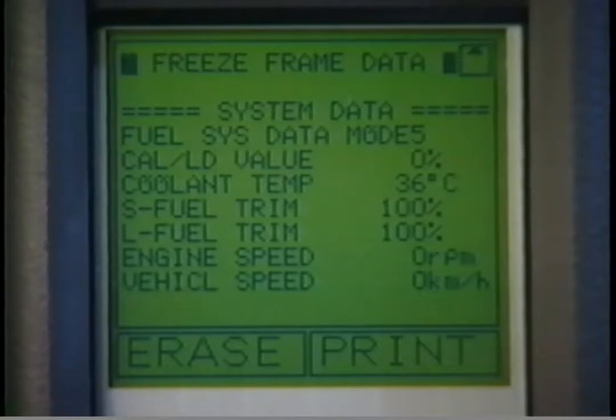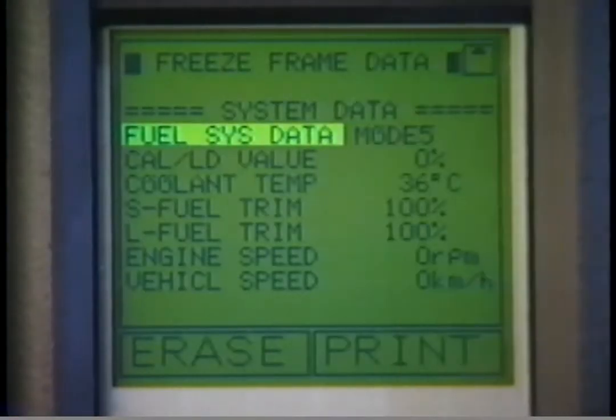But our example has a code, so we have an arrow indicating additional data is available. Press the down arrow and pull up the freeze frame data. The information shown here was detected and stored at the instant of the first occurrence of this malfunction. The first system data item is fuel system data. This is the status of the fuel injection system at the instant a malfunction is detected.